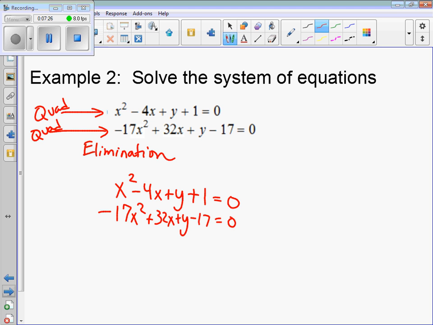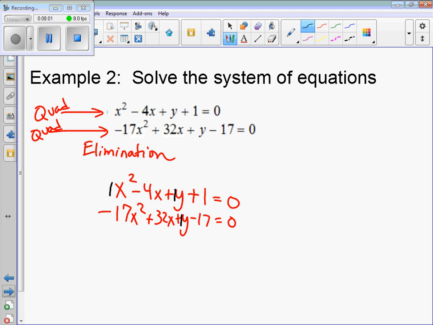And now what you're looking for is, we're looking to get the coefficients on one of these terms to be the same. So the coefficient of my x squared on the top equation is 1. Bottom equation is negative 17. Those are not opposites. Now my x terms, I have negative 4 and 32. Those are not opposites. My y terms, I have a positive 1 and a positive 1. So you can get opposites here by multiplying one of the equations by negative 1.